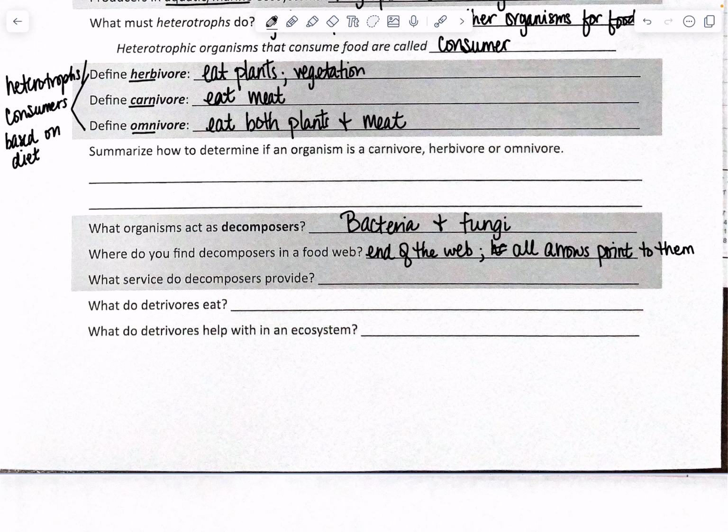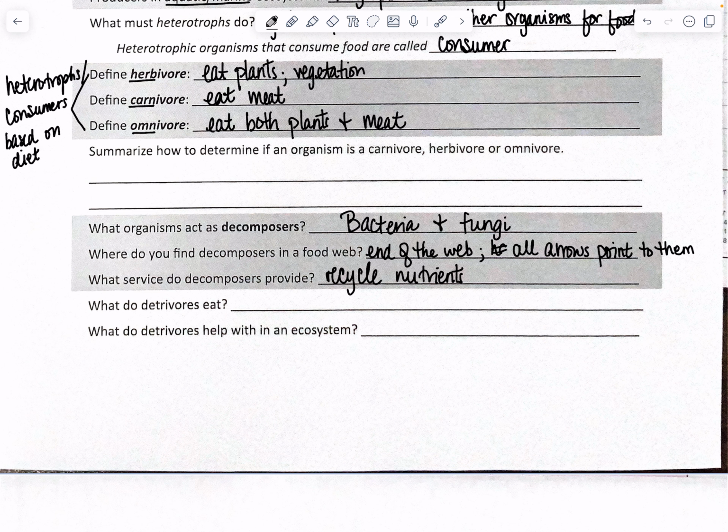Okay, so what service do decomposers provide? They help to recycle nutrients. When they break the bodies back down into their starting materials, which are our biomolecules, our proteins, our lipids, our carbs, our nucleic acids, those same building blocks can be used to make other things, other living things. So we're going to say that they recycle nutrients.